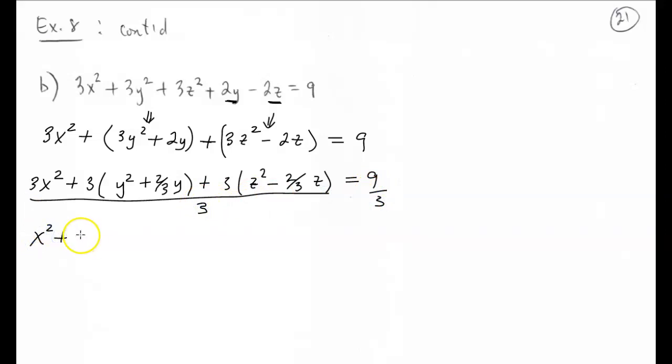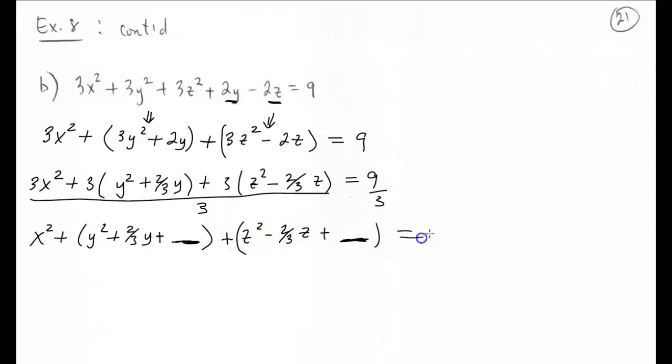And that will just be x squared plus y squared plus 2/3 y. And I'm going to go ahead and add this blank here now. That will be z squared minus 2/3 z plus another blank. And this is 3. Okay. Now, I'm not finished yet. What I've done here is I've set this up so that I can do the completing the square.